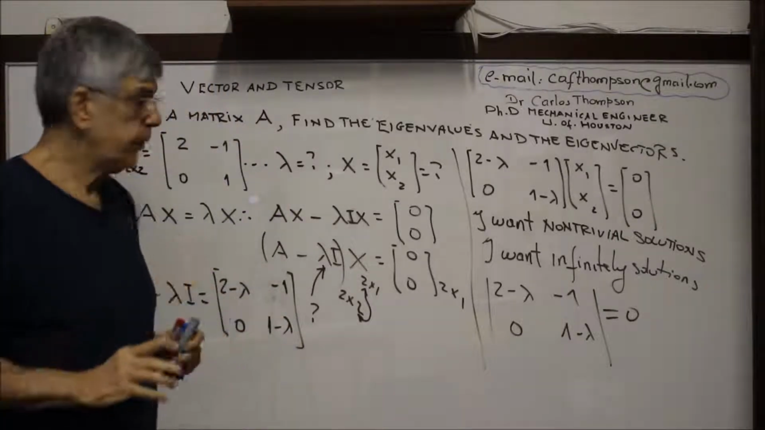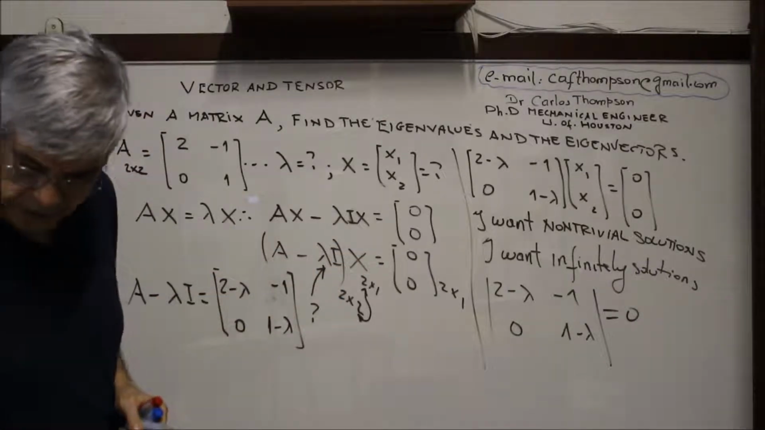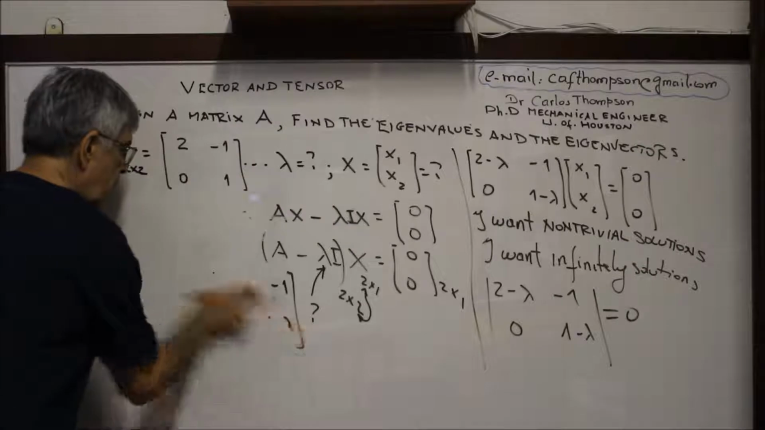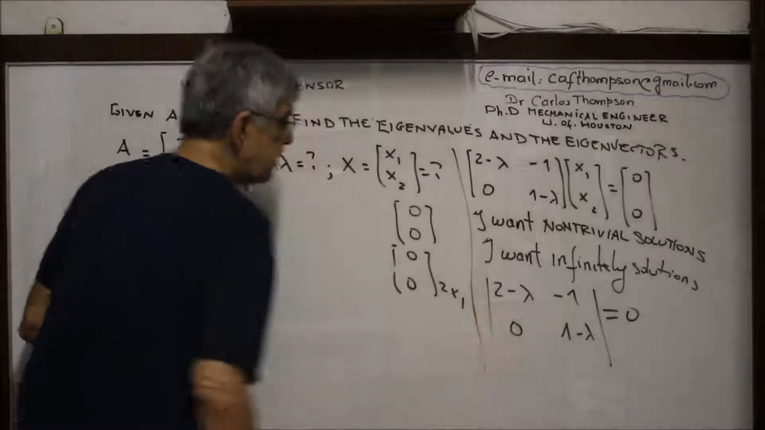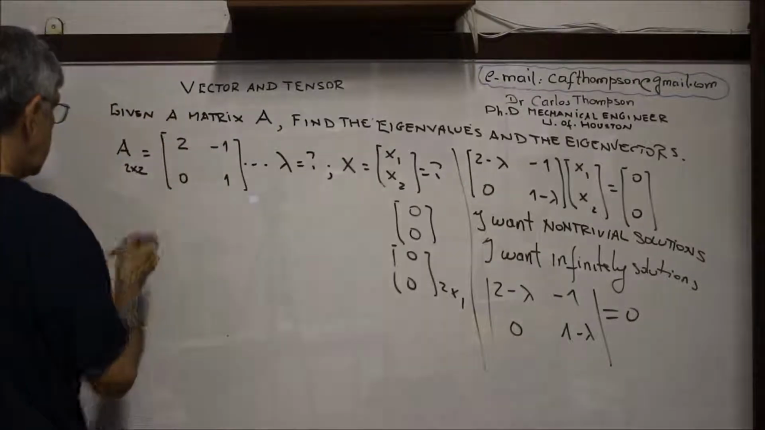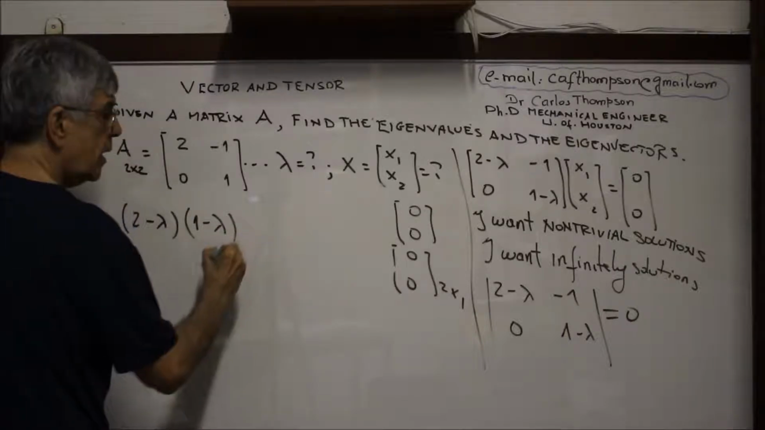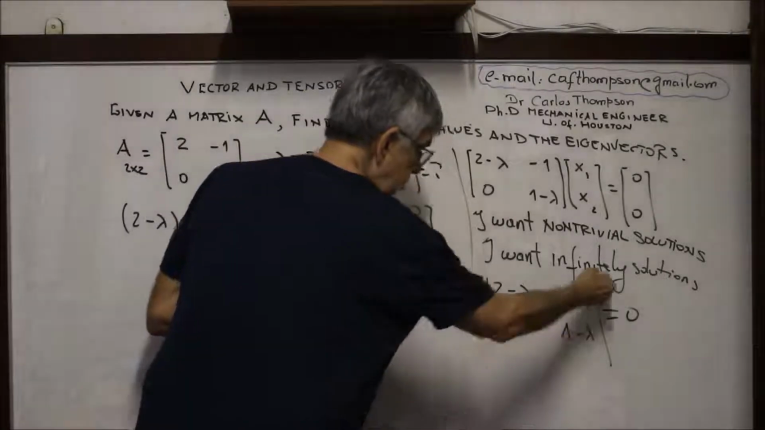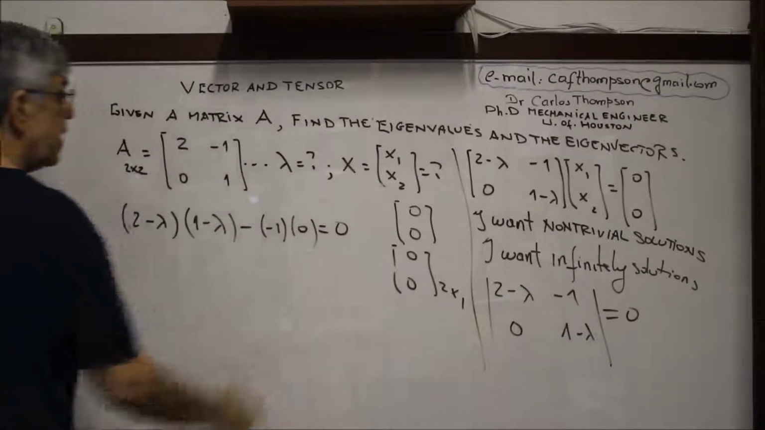Now, let's solve this determinant here. What is the determinant of 2 minus lambda, minus 1, 0, 1 minus lambda? Let's multiply 2 minus lambda times 1 minus lambda, minus minus 1 times 0. So this times this minus this.